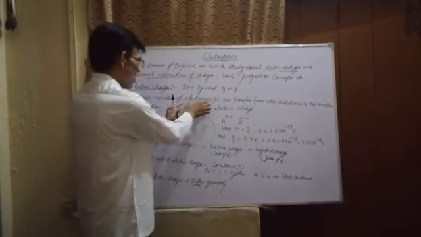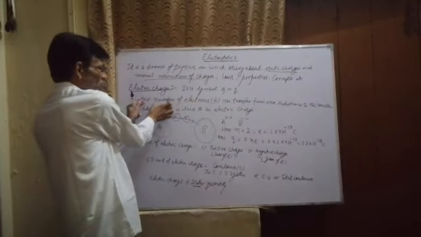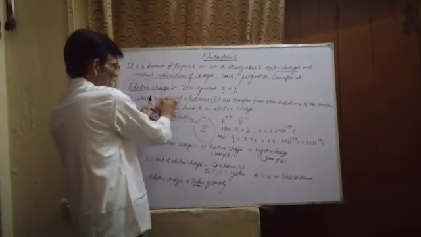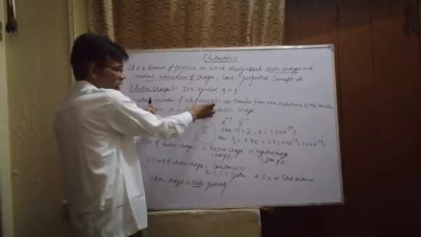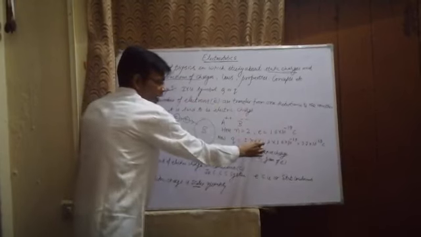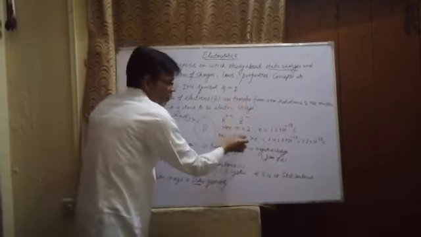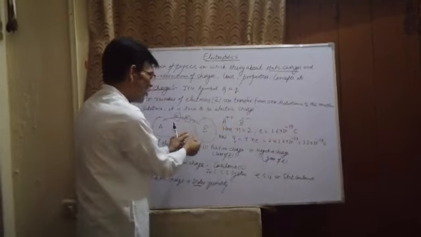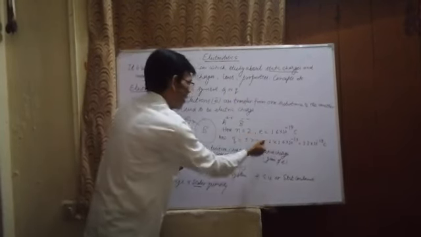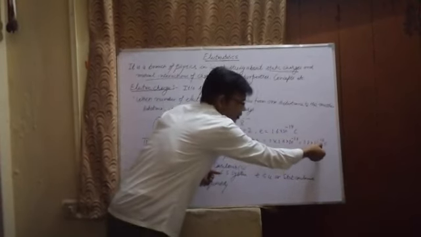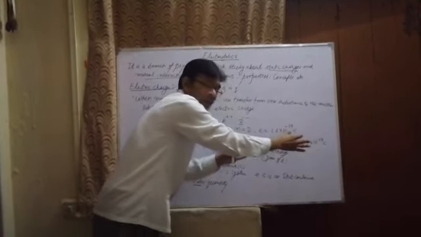Here n is the number of electrons transferred and e is the electron charge. So this is ne, and ne is the charge. The symbol of charge is Q. Q is equal to ne. How many is the number? That is 2. And e is 1.6 × 10 to the power minus 19. That is equal to 3.2 × 10 to the power minus 19 coulomb.